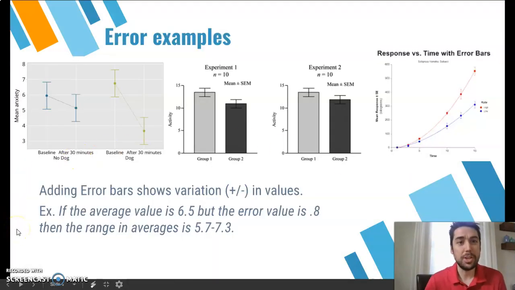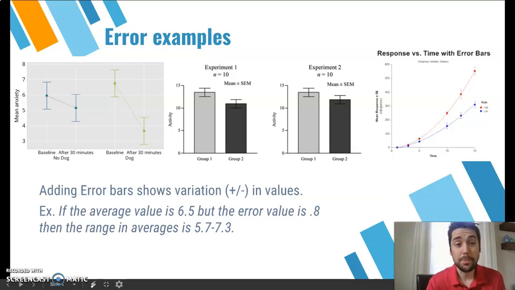These are some great examples of what error bars look like, okay? So you can add them to a variety of things: scatter plots, line graphs, bar graphs. And oftentimes we use the average. What we interpret from this is if we have an error bar, it's a plus or minus. That's why you see it on both sides. So adding error bars shows that variation, that plus or minus in values.